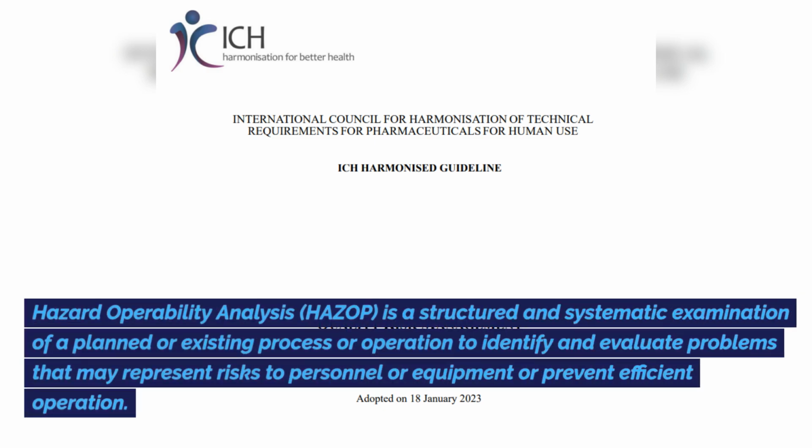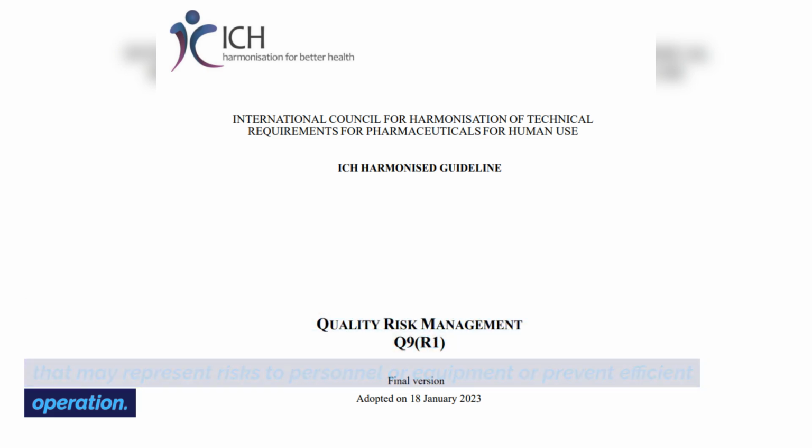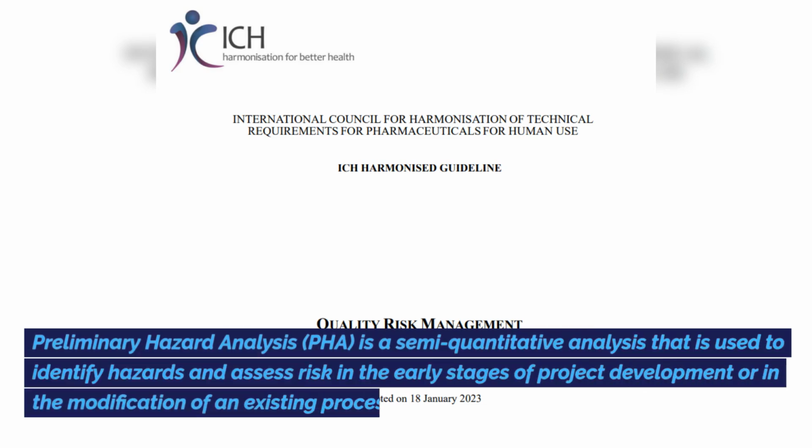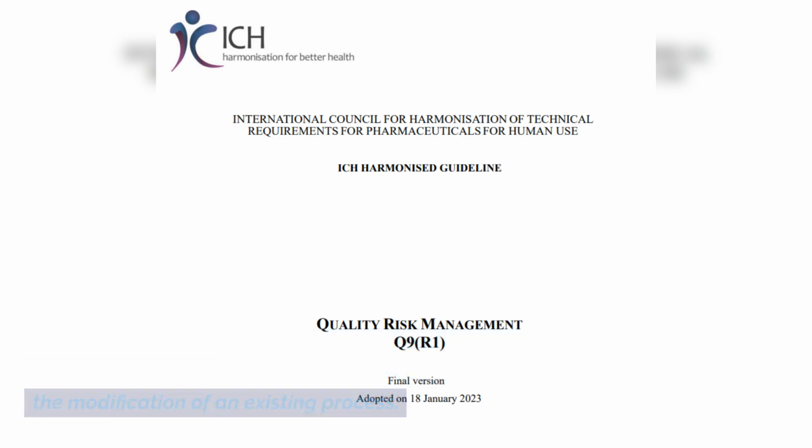Hazard operability analysis, HAZOP, is a structured and systematic examination of a planned or existing process or operation to identify and evaluate problems that may represent risks to personnel or equipment or prevent efficient operation. Preliminary hazard analysis, PHA, is a semi-quantitative analysis that is used to identify hazards and assess risk in the early stages of project development or in the modification of an existing process.